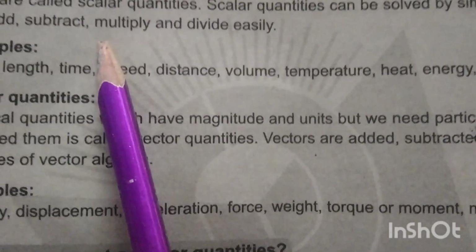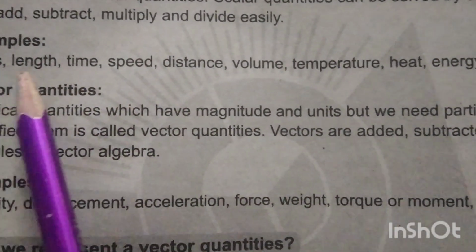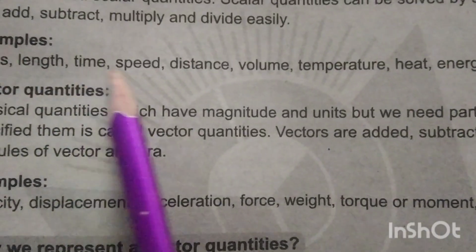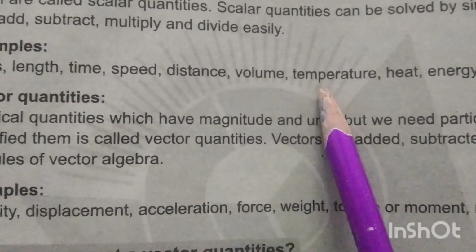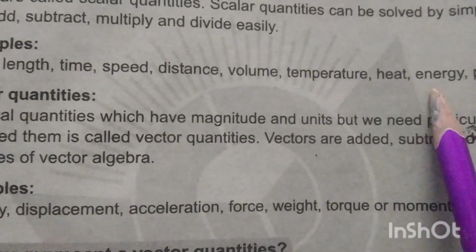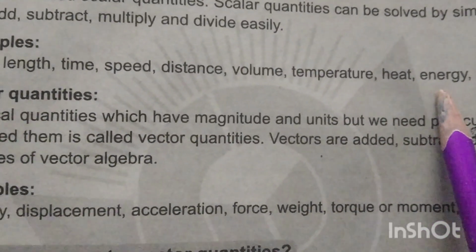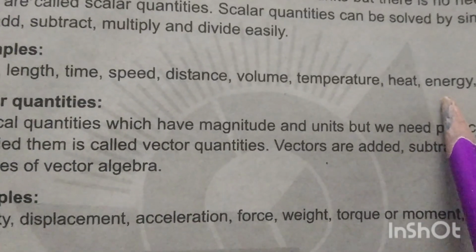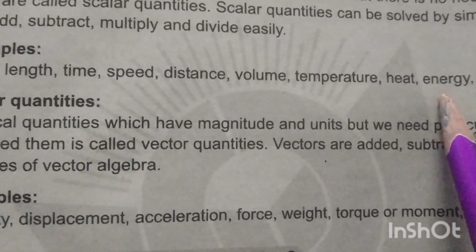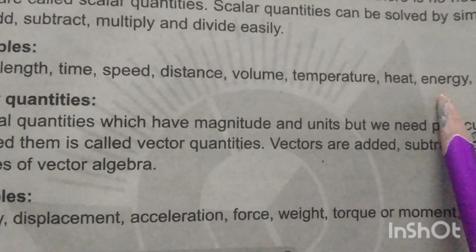Examples we mostly see in daily life: mass, length, time, speed, distance, volume, temperature, heat, energy. All of those are scalar quantities. Why scalar? They have only magnitude but not direction.